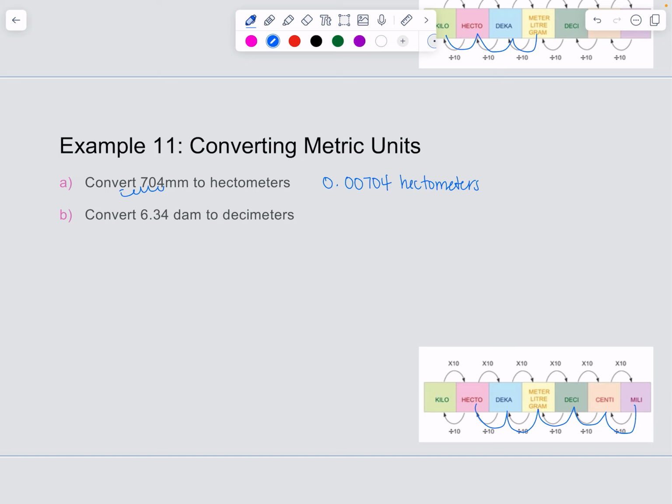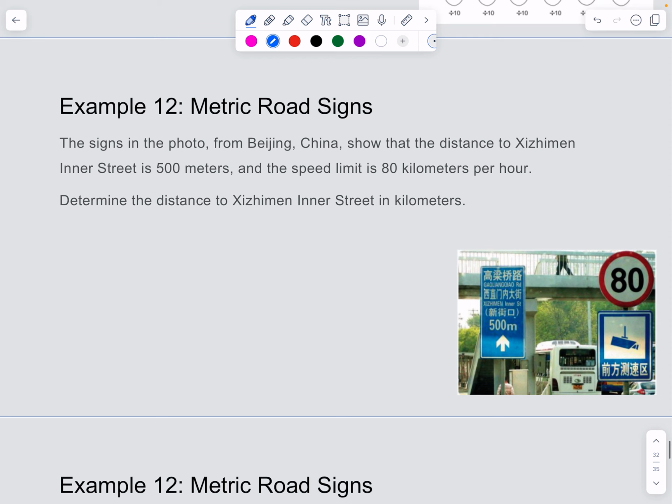And then we have the decameters into decimeters. 1, 2. 1, 2. Okay, 634 decimeters. There you go.